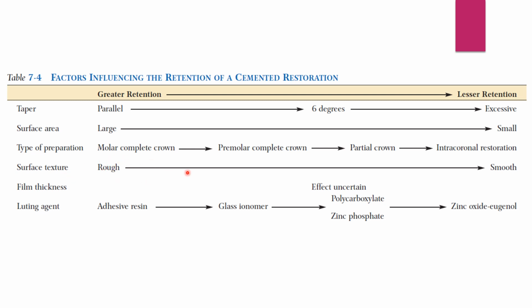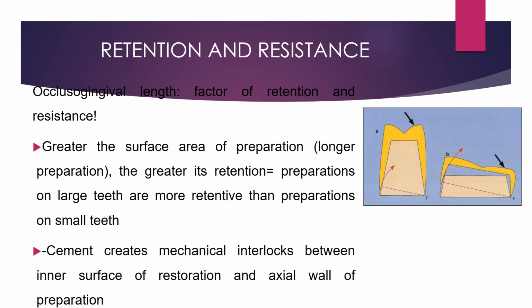Surface texture, rough will have better retention than the smooth. Film thickness varies in the cement and the luting agent. So adhesive resin is the best one. GIC and zinc oxide eugenol used as a temporary cement will have the least. Okay, all right. So occlusogingival length, factors of retention and resistance. So this is also one of the factors, guys. The greater the surface of the preparation, the longer preparation, the greater the retention, which equals to the preparation of large teeth having more retention than the small teeth, right?